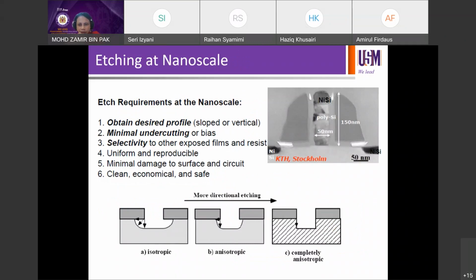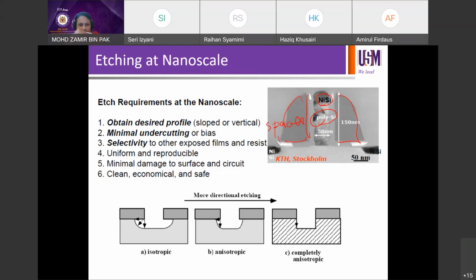So etching requirement at nanoscale, this is not really small yet. Okay. 150 nanometer height, 50 nanometer width, more or less. You can see polysilicon is there, and nickel silicide, NiSi, is deposited on polysilicon, and you have a spacer at the side. This is a spacer. We'll take it later, don't worry yet. This spacer, why the spacer, let's discuss later on.